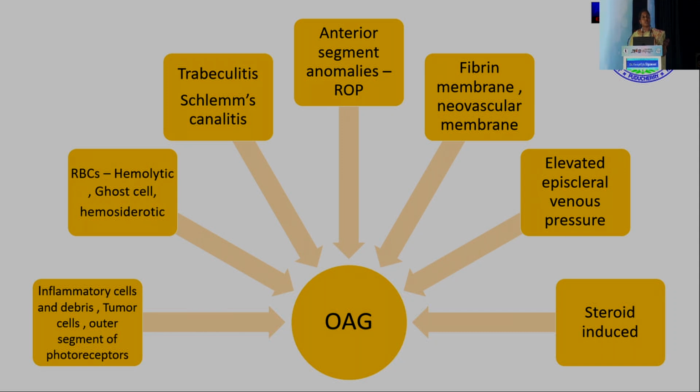So these are the various mechanisms which can lead to secondary open-angle glaucoma. The angle can be blocked by inflammatory cells, inflammatory debris, tumor cells, and in Schwartz syndrome, outer segment of the photoreceptors. Sometimes RBCs following hyphema or vitreous hemorrhage, hemolytic, ghost cell, hemosiderotic, trabeculitis or Schlemm's canalitis, anterior segment anomalies associated with ROP might be covered by fibrin membrane or neovascular membrane, elevated episcleral venous pressure, sometimes due to treatment which is steroid induced.